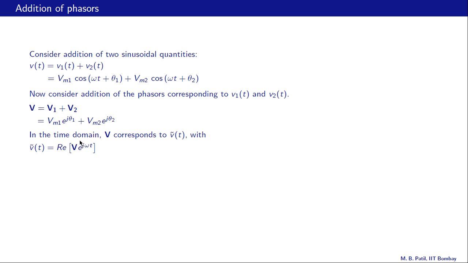In the time domain, this phasor V, which is V1 plus V2, corresponds to V tilde t, with V tilde t equal to real part of phasor V times e raised to j omega t. As we have seen earlier, this is how a phasor can be written in the time domain. Alright. So now we substitute for V, that is Vm1 e raised to j theta 1 plus Vm2 e raised to j theta 2, like that.